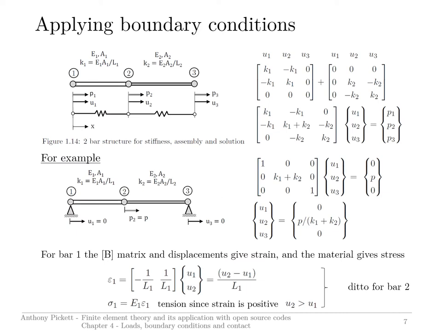This is just a reminder of how we did apply boundary conditions. It's a very simple problem. We've got just two bars. We did this already in the chapter one video, actually, but I just wanted to repeat it here. We've got the two bars. For example, we could suppress here and here.